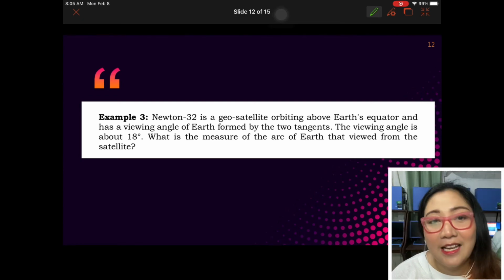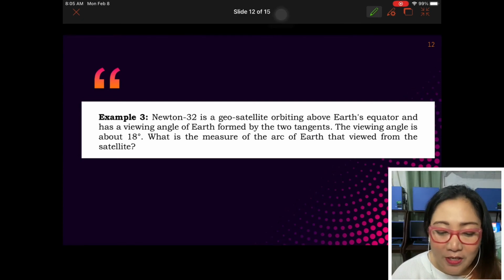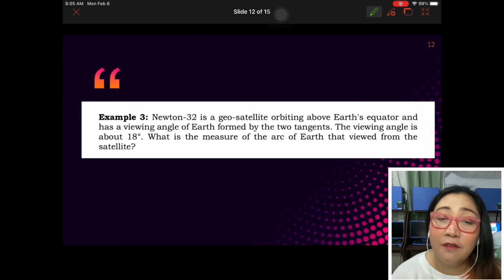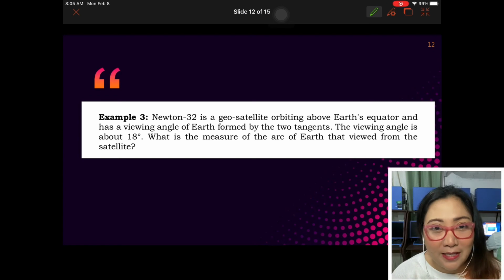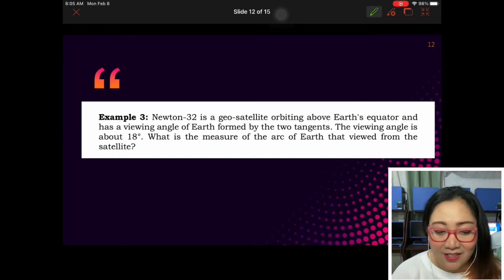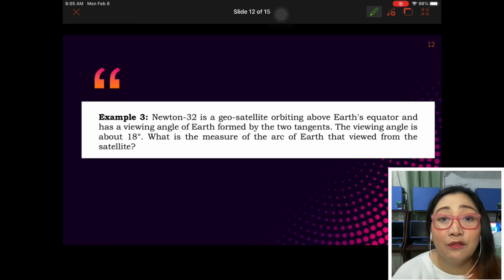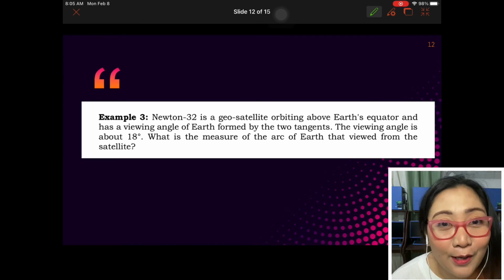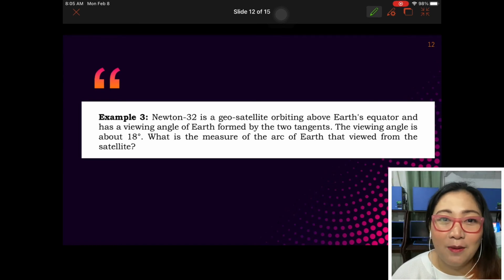So, the third example is, Newton 32 is a geosatellite orbiting above the Earth's equator and has a viewing angle of Earth formed by two tangents. Okay? The viewing angle is about 18 degrees. What is the measure of the arc of the Earth that is viewed from the satellite? So, arc at saka angle. So, di ba? Tapos tayo sa length. Nasa arcs and angles naman tayo.